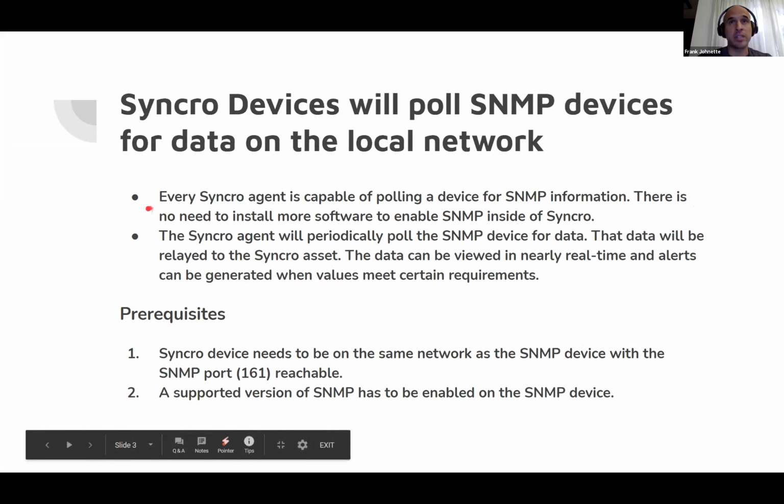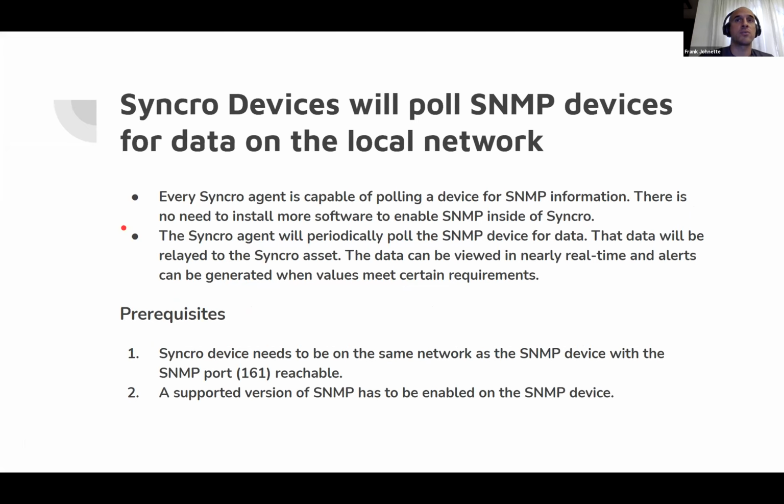So how it works is Syncro devices will poll other network devices for SNMP information. Each Syncro device can pull information. You don't need to download any other piece of software to do this. All your Syncro assets and devices are already ready to go if you have the Syncro agent installed. The agent will poll the device for information and display it on the related Syncro asset. So you can view information about those devices in real time, and you can also set up alerts based on those values.